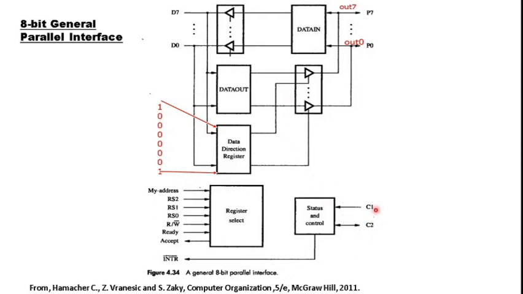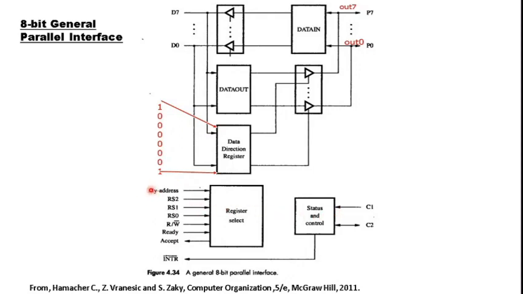We have two lines, C1 and C2, also facing the device, and they are responsible for performing handshake signals as well as setting or checking the status of the device. This is sent to a status and control unit, which is responsible for raising an interrupt to the CPU or to the master when we encounter various status situations of the device.